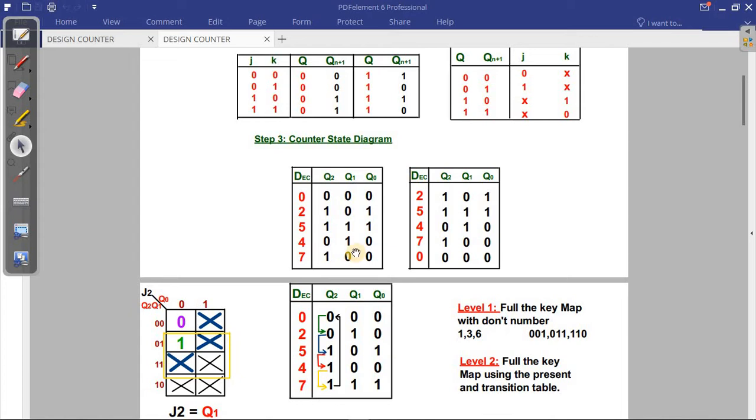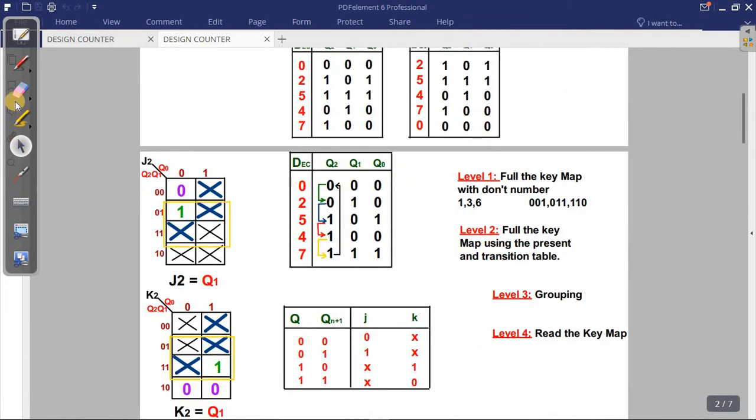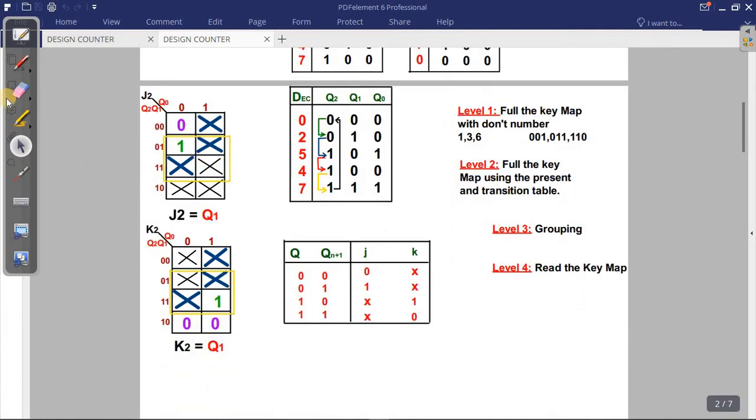But I said there's a way you can use only the present state table, or you can use both. In another example I'm going to use both, but in this example I'm still using one table, which is the first, the present state table only. So what happened now, guys? I'll go step by step, so please follow me.